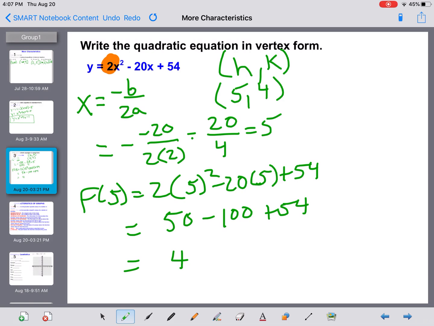And then we have our a value from the problem, so our final vertex form will be y equals 2, from the original problem. That's the only thing that transfers over. Then x minus 5 squared plus 4.